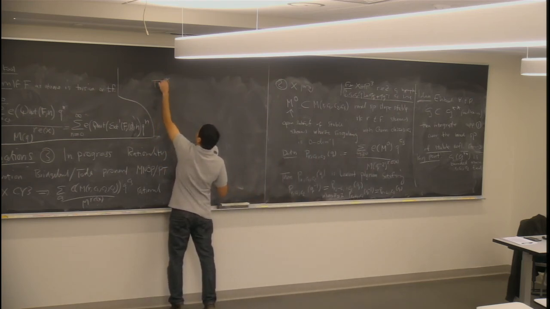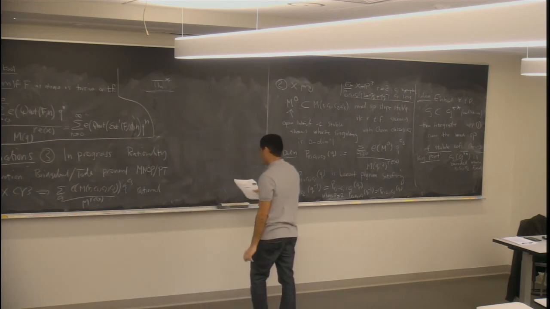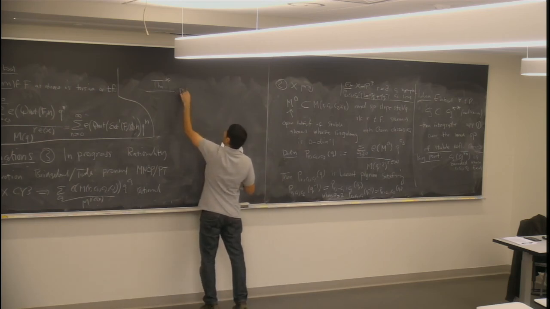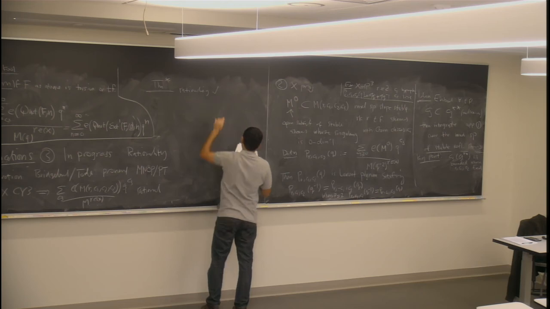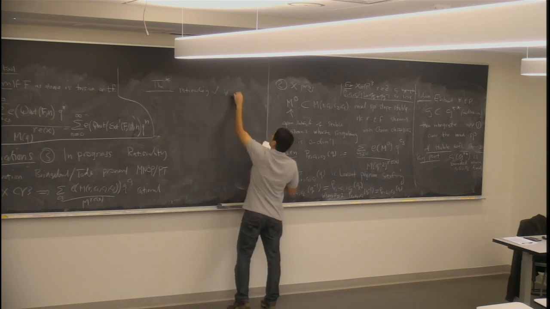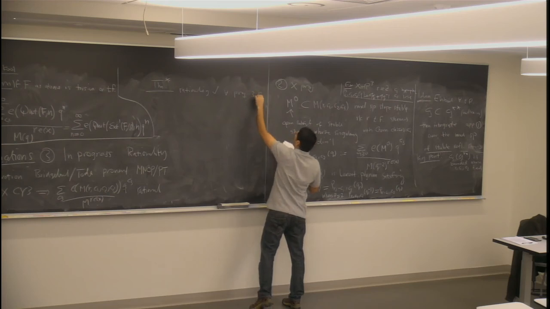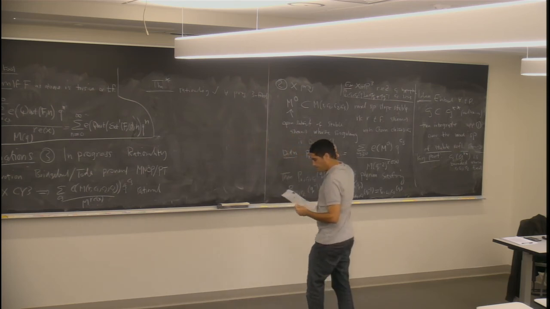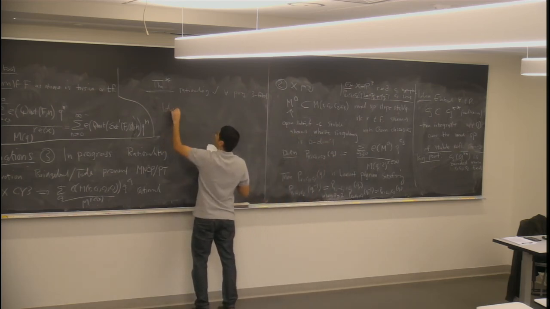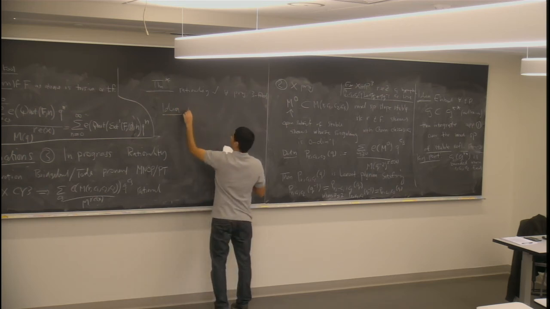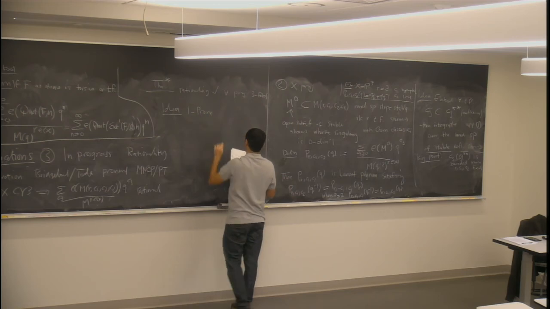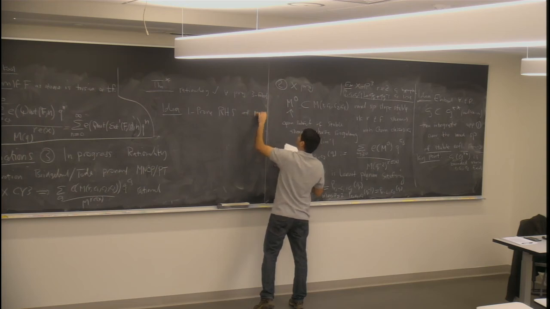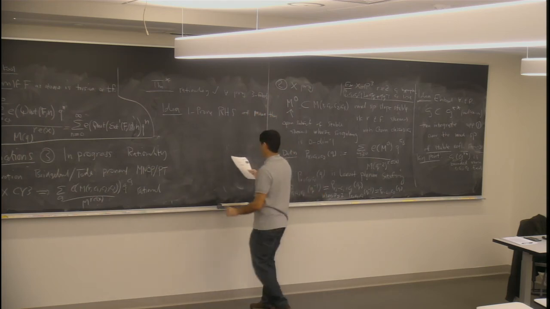So what we are showing is, and this is a work in progress, that this rationality holds for any projective threefold rather than the curve. So the idea of proof is that, again, we want to use this main theorem. So first, let's prove that the right hand side of the main theorem is rational.